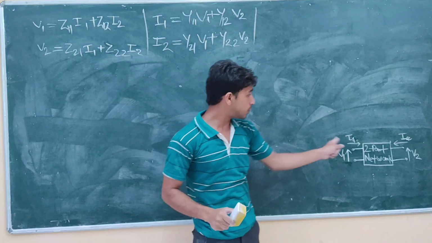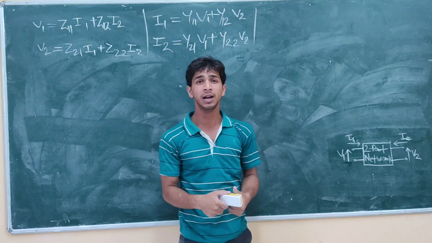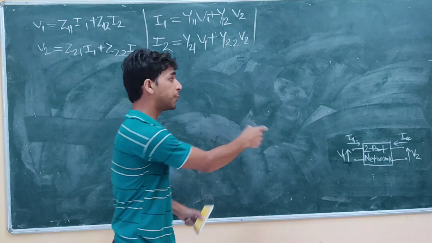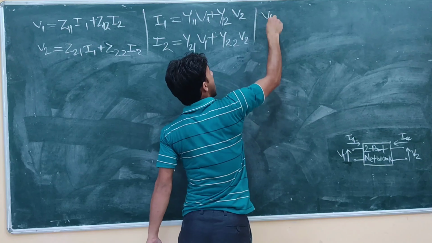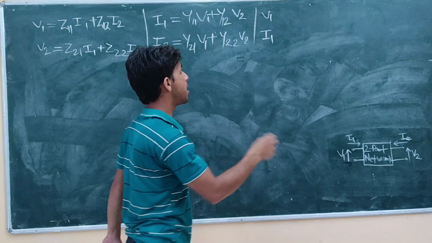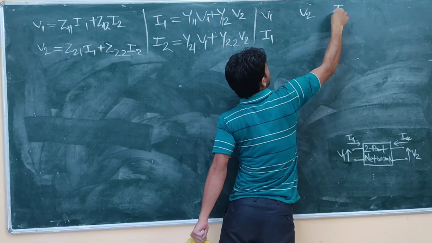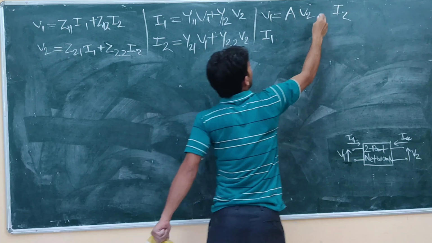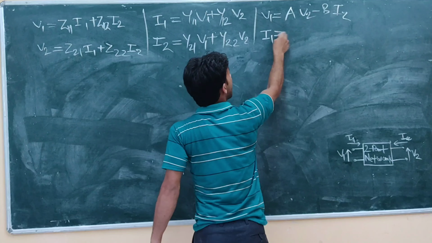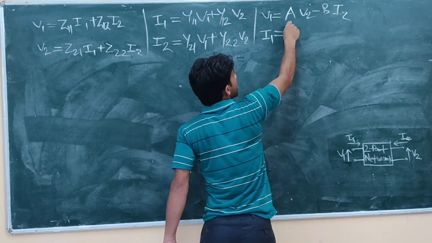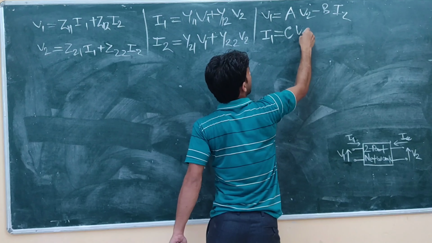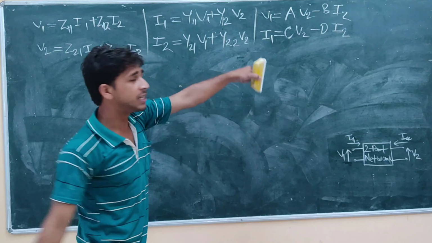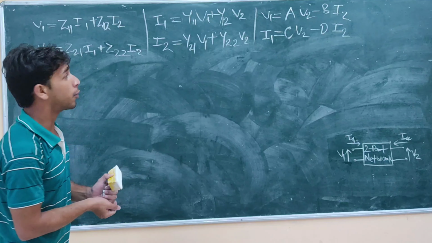Similarly, we can take equations in terms of transmission parameter. In case of transmission parameter, we have to choose the input terms as dependent on output terms. That is, V1 and I1 are the dependent terms on V2 and I2. That's why we can write V1 equals A times V2 minus B times I2. Similarly, I1 is the input component, so I1 equals C times V2 minus D times I2. So A, B, C, D are the transmission components or transmission parameters.